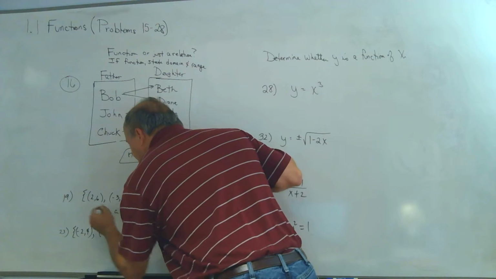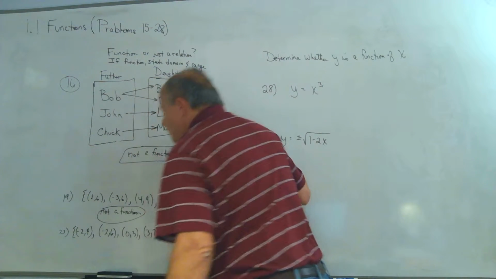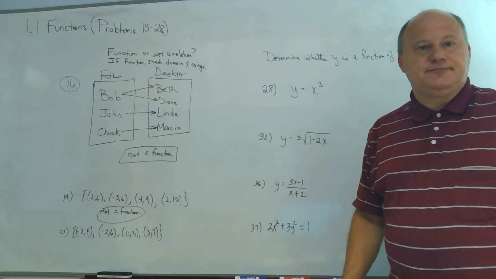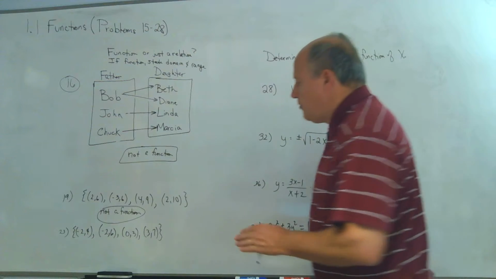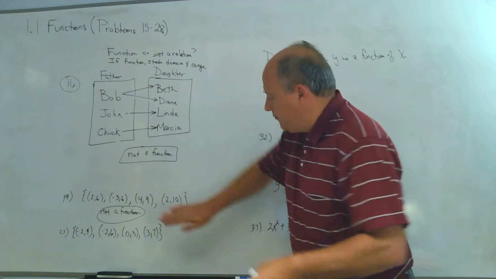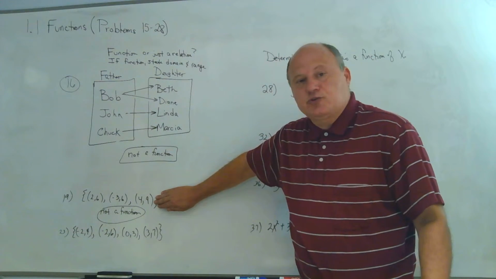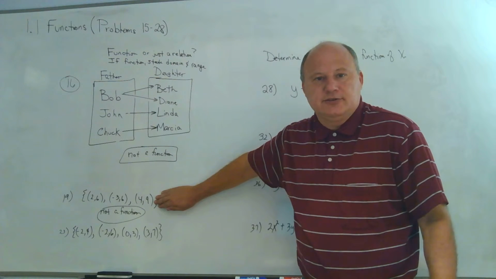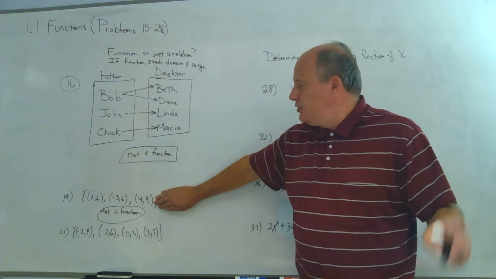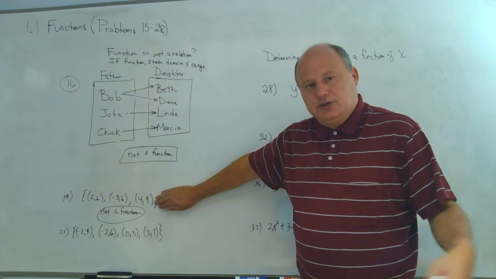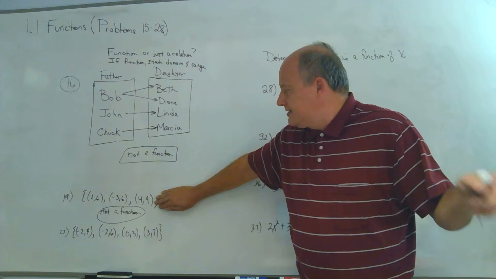So what would make it a function? Well, remove one of those ordered pairs. If I remove this one and have just those three ordered pairs, then now it's a function. So what would be the domain of that? Well, that's the x coordinates, 2, -3, and 4. What's the range? Well, it would be 6, 6, and 9.